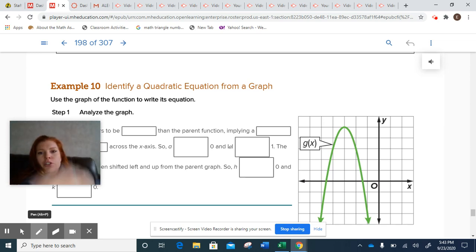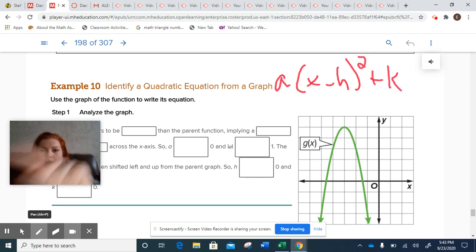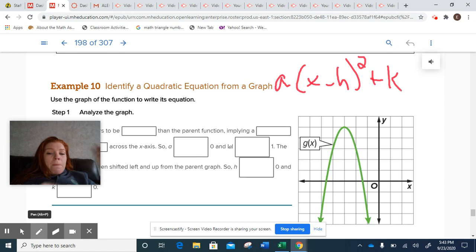We have a lot of letters. So we have a, which appears in the front, (x minus h) squared plus k. Remember, h is left and right, k is up and down, and a controls compressions, stretches, and reflections. So let's go ahead and look at this. Remember that compressions and stretches are what you do first, as well as reflection.